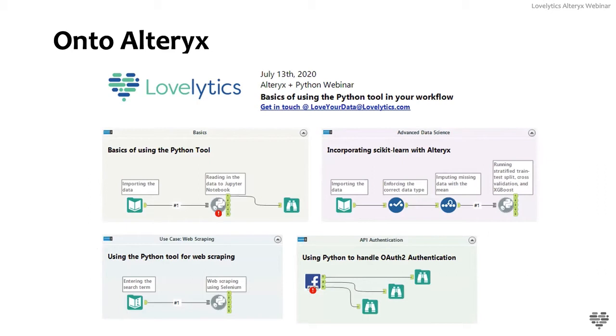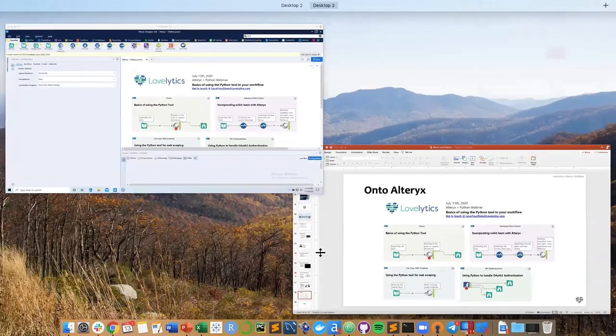For those of you who are a bit more familiar with data science on Python, Scikit-learn is the biggest machine learning package there is. It has almost absolutely everything inside. And so I'm just going to show you how you can incorporate it with Alteryx. And the last one is a custom connector that we built, where we use Python to handle OAuth 2 authentication. So without further ado, I'm going to start moving into Alteryx itself.